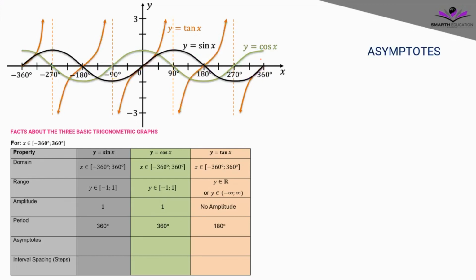And then asymptotes. For y = sin x, we don't have asymptotes. For y = cos x, we don't have asymptotes. The asymptotes are for y = tan x. So where do we find them? Remember we said that the domain of trigonometric functions is from negative infinity to infinity. But now we have restricted our domain to be from negative 360 to 360. So for this particular domain, our asymptotes are at negative 270 and positive 270. And even at negative 90 and positive 90 degrees. That's where you find the asymptotes, every 180 degrees for this graph.